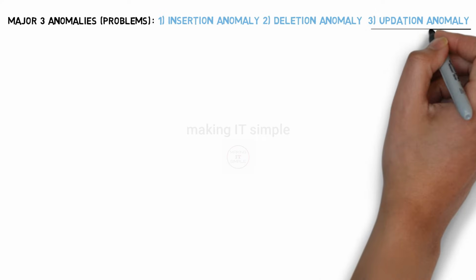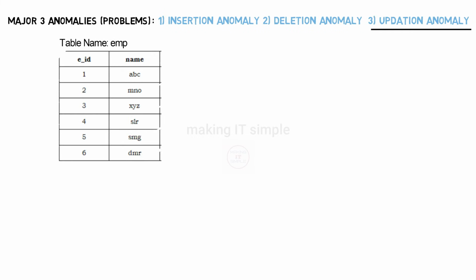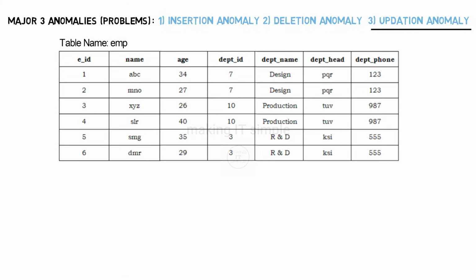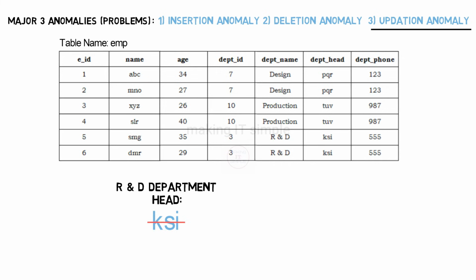Now at last, let us see the updation anomaly. Let us consider same table EMP, which contains information of employee and department. This time we have data of 6 employees: 2 employees of design department, 2 employees of production department and 2 employees of R&D department. Now consider a situation, if department head of R&D department is changed, let's say MSD is the new department head.